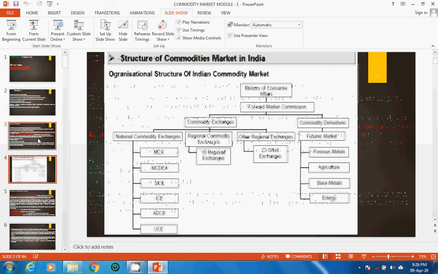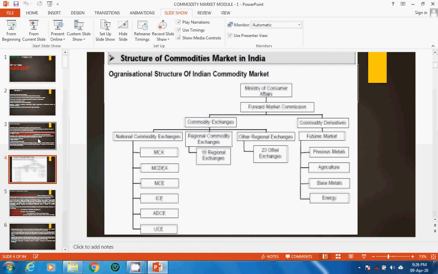Before going to understand in detail about the commodity markets, let's have a glance over the structure of commodity market in India. Ministry of Consumer Affairs is the regulatory body of the commodity market. Under that we have forward commodity market. Again, the forward commodity market has been classified under two heads: commodity exchanges and commodity derivatives. Commodity exchanges are again classified under two heads: national commodity exchanges or national commodity markets, and regional commodity markets.